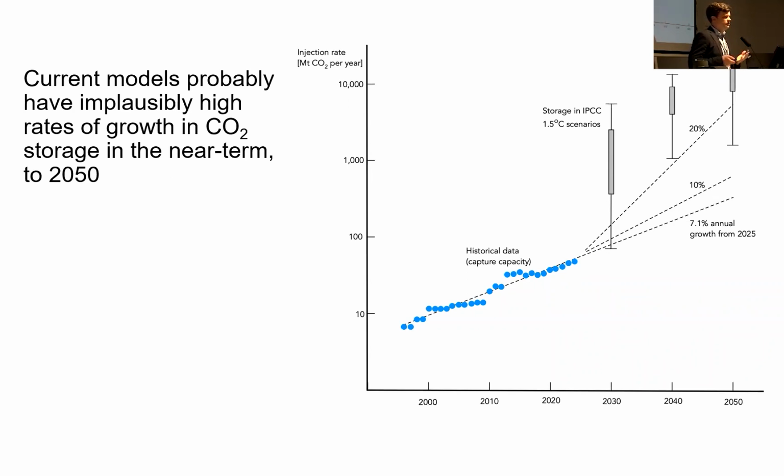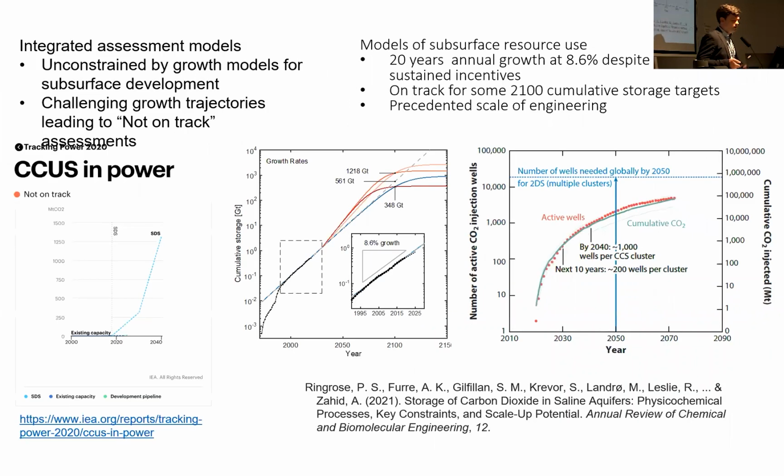And so what that says is that there's something about the way the subsurface is being represented here that's not quite capturing the dynamics of what's possible. The 2050 targets and earlier in these large-scale scenarios are probably implausibly high. So I think that probably creates a large part of the narrative, the negative narrative around CCS.